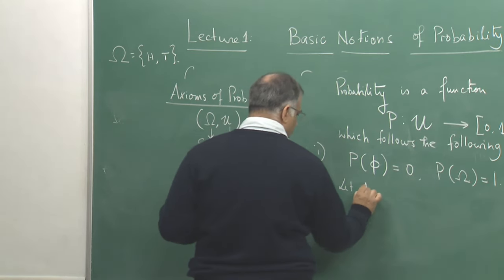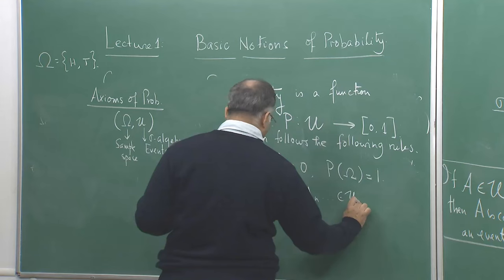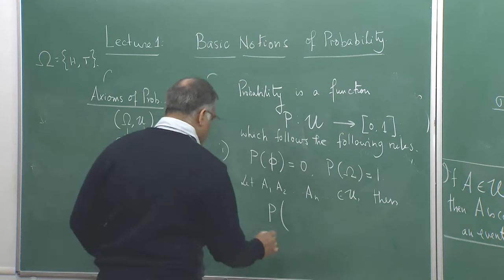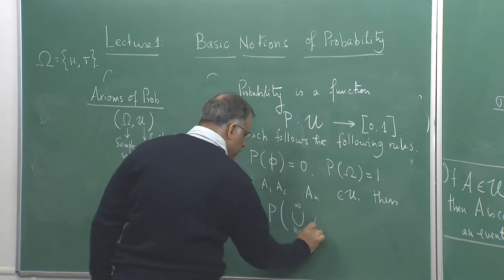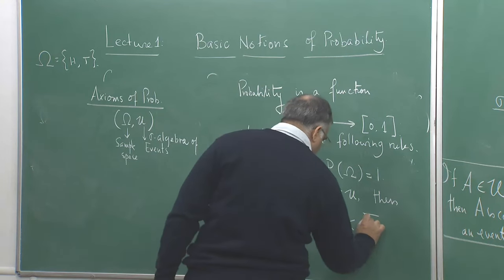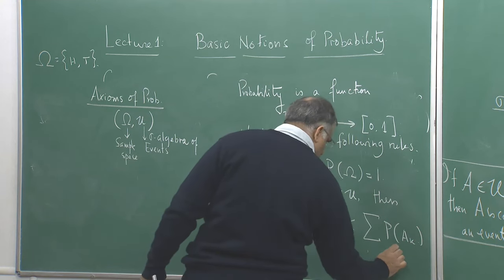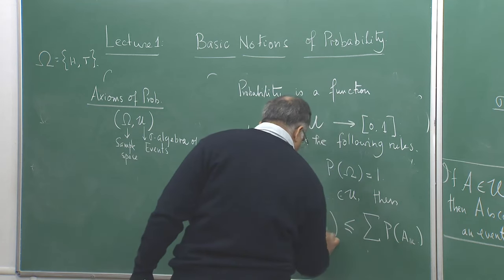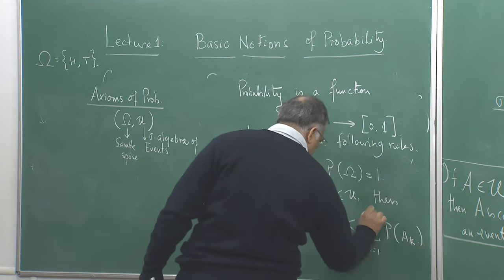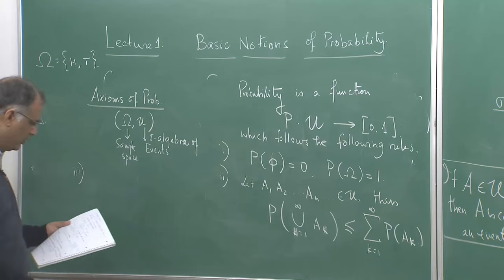Let these be elements of U, then the probability of the union. We are just putting this additionally, we need not put it, we can actually prove this fact, but okay, forget it. Sorry, A_K maybe, I should write K here. This is the second law, and the third law, which is the more interesting one.